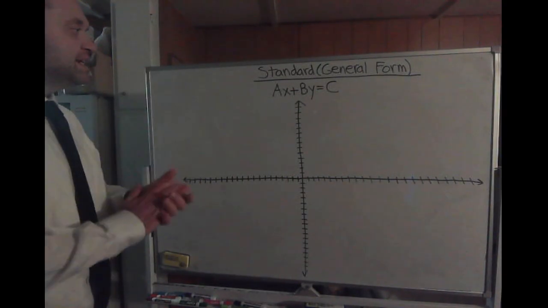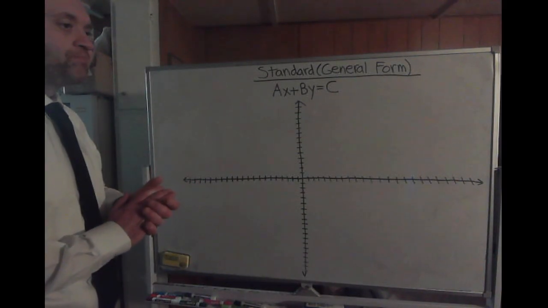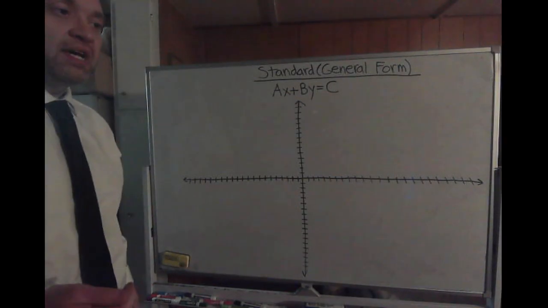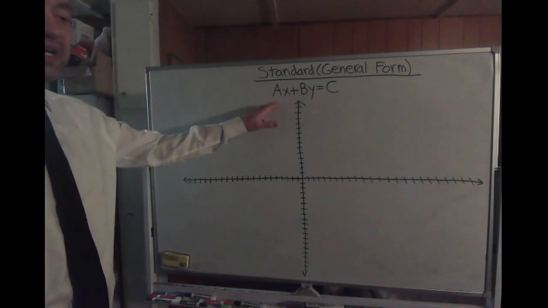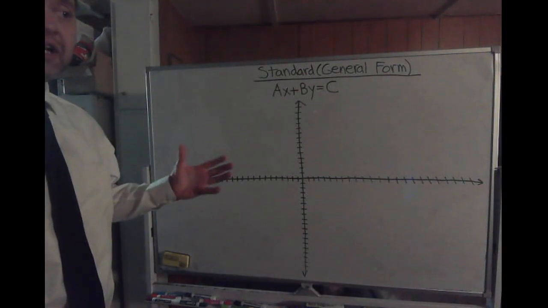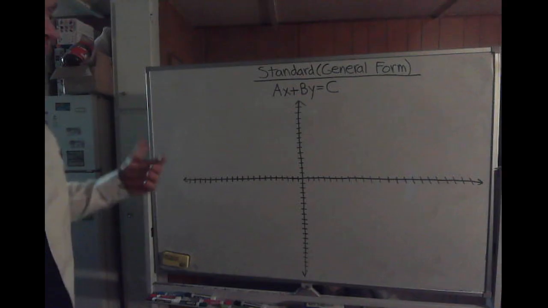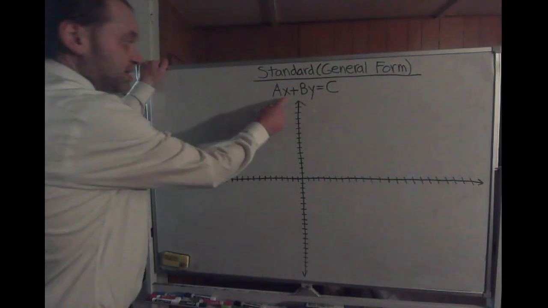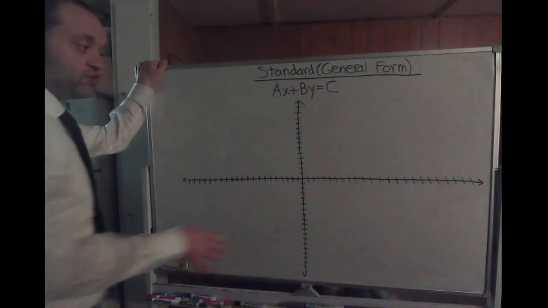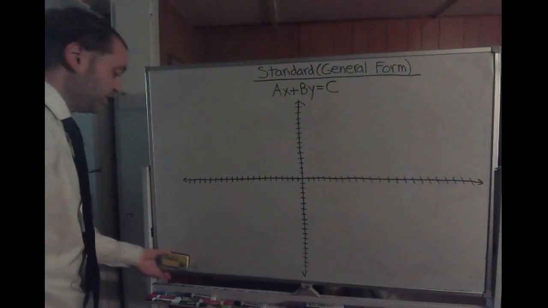But the idea with the standard or general form of an equation is that you can find the x and y intercepts of a line, because the graph of a linear equation is a line, as the name implies, linear. This enables you to easily find the x and y intercepts. You just plot those points and then you draw a line through them. So we'll do some examples here.